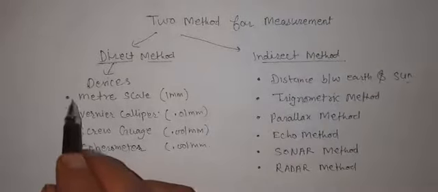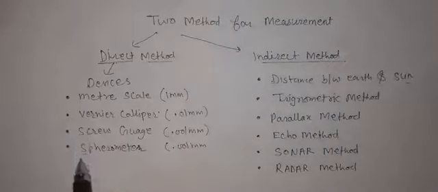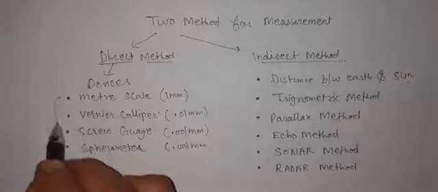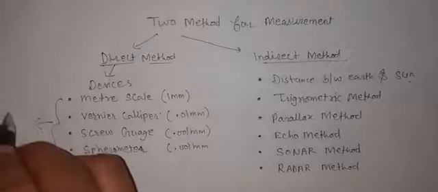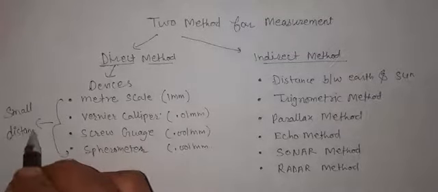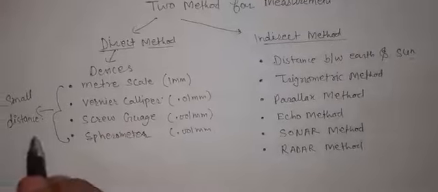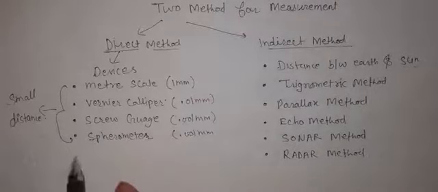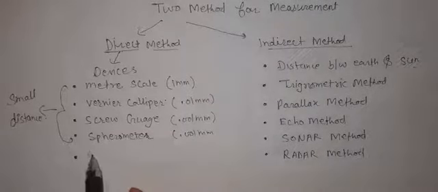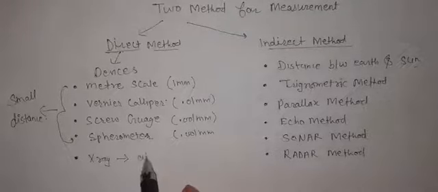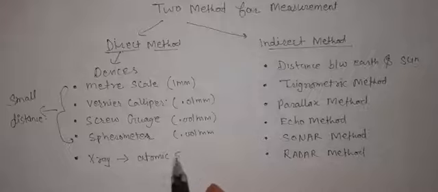Over here you will see that all these devices were used for the measurement of small distances. And if we talk about more methods which can be implemented for measurement of these small distances, then students, we can use X-ray. So X-ray is used to measure the atomic size.